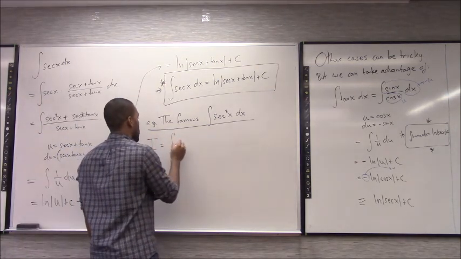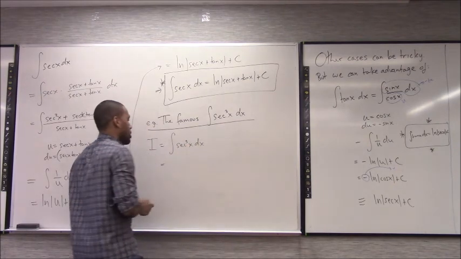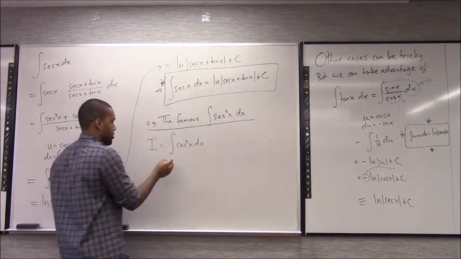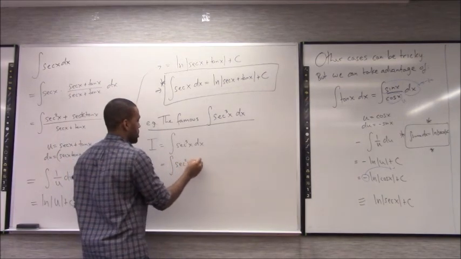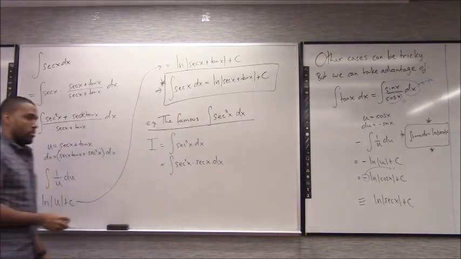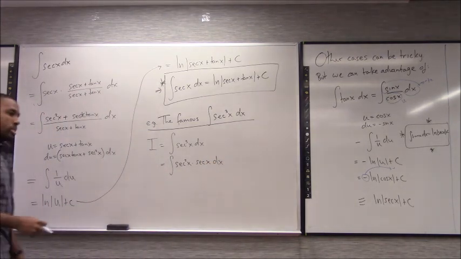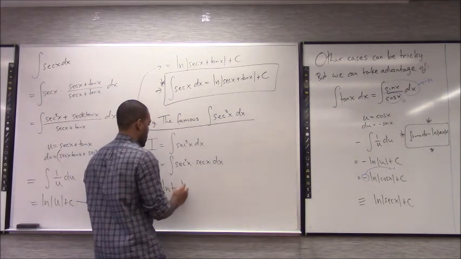So let's just call this I, the integral of secant cubed. Here's the way you do it. The first trick is to break this up into secant squared times secant. And what we're going to do at this point is try integration by parts.